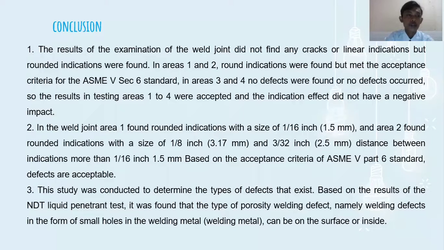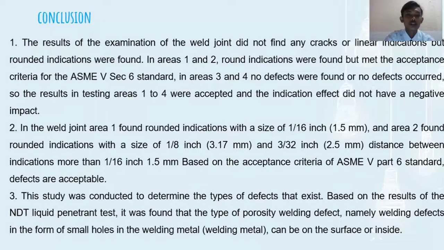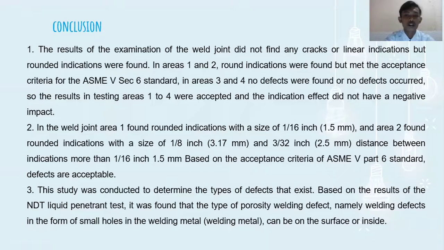Number 2. In the weld joint area 1, a rounded indication was found with a size under 1.5 millimeter, and area 2 found rounded indications with sizes of 3.17 millimeter and 2.5 millimeter, with distance between indications more than 1.5 millimeter. Based on the acceptance criteria of ASME 5 part 6 standard, the defects are acceptable.